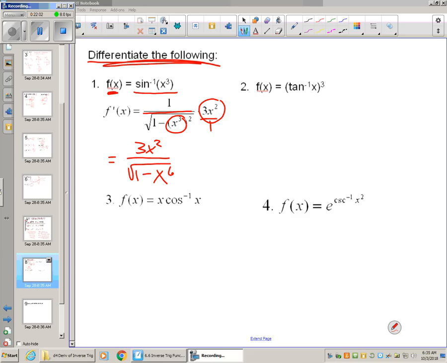This next one's the same way. Now look, we have an outer function, number 2 here. We have an outer function of some quantity cubed. So this is the chain rule.